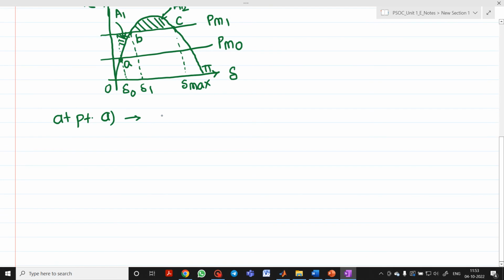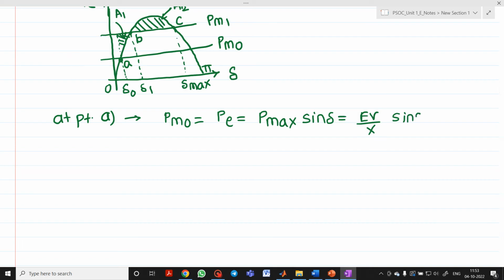This PM0 line will intersect the curve PE. Now you know what PE is? PE equal to P max into sine delta, or you can write P max as EV upon X into sine delta. And we have given this PM0 equal to PE, which is equal to 0.8. It is given in the numerical. So it is 0.8. Now what is the value of E? E is 1.2, V is 1, X is 1, into sine delta. To be precise, I can write it here as sine delta 0.